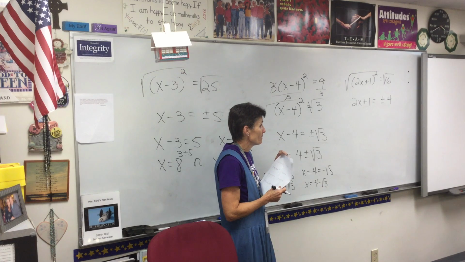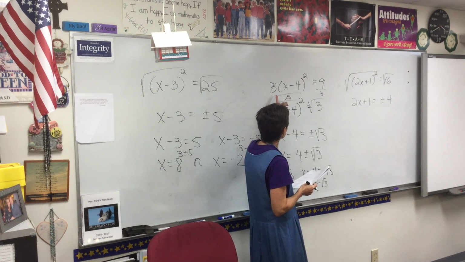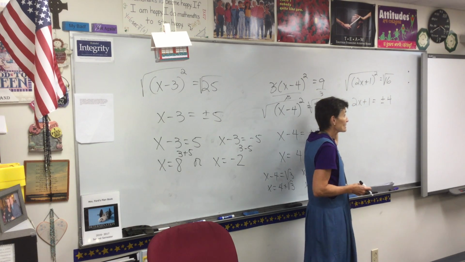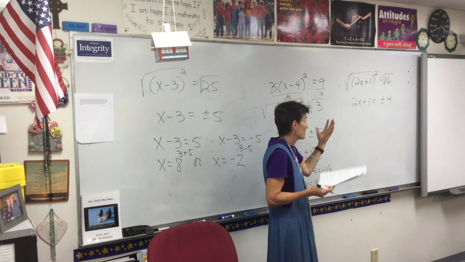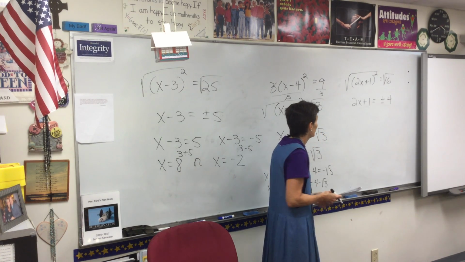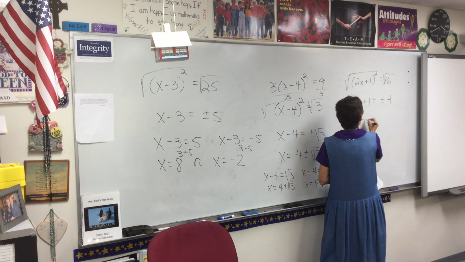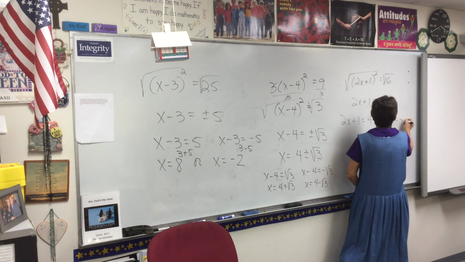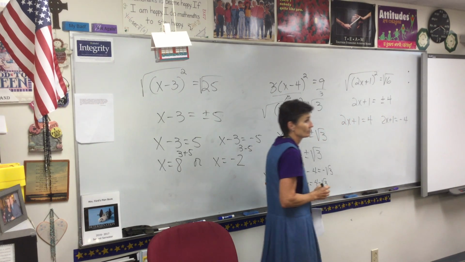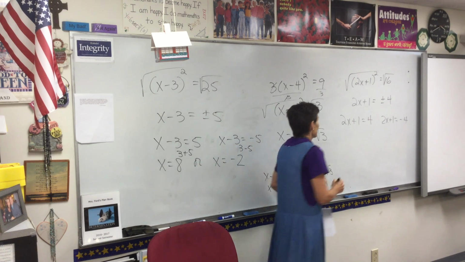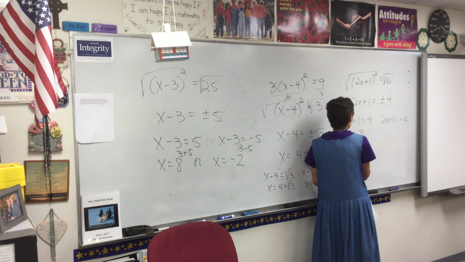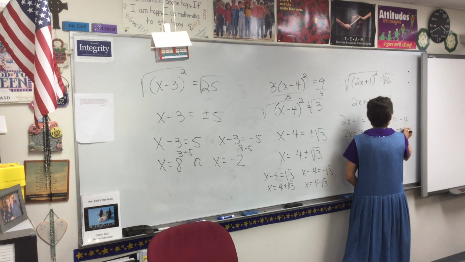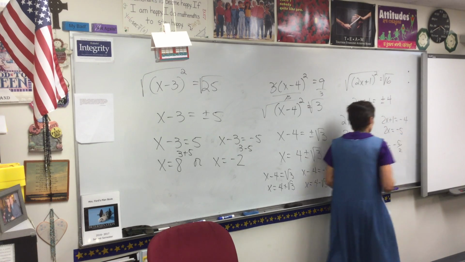So Logan interrupted me, which is fine. I'm sorry. Do you see the difference between this 3 here and this 2 here? Yes. If it's outside the parentheses, go ahead and divide it out. If it's in there, you just have to keep it. So 2x plus 1 equals 4, and 2x plus 1 equals negative 4. So 2x equals 3 and x equals 3 halves. Or 2x equals negative 5 and x equals negative 5 halves.